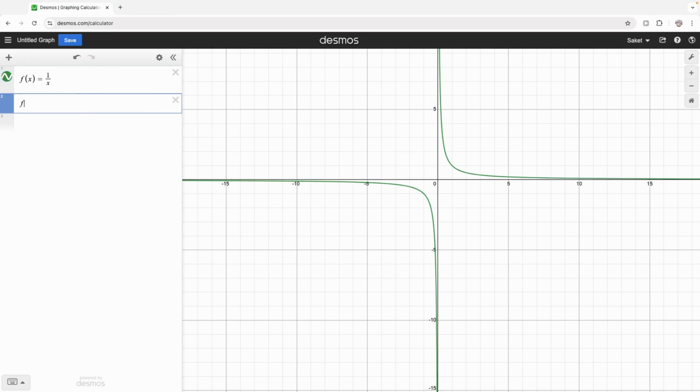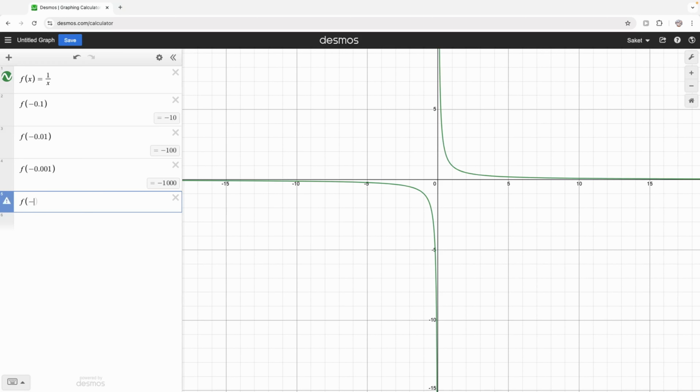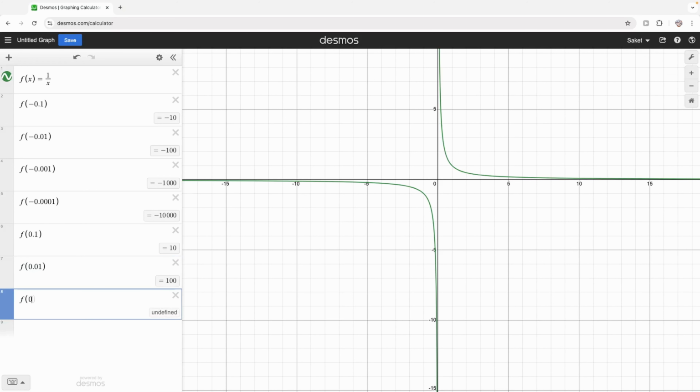And now let's solve for the f of x values going back to Desmos. So f of negative 0.1, as we can see, is negative 10. And then let's just keep going. F of negative 0.01, f of negative 0.001, and f of negative 0.0001. And now let's do the same thing for the right side. So f of 0.1, we can see is 10, f of 0.01 is 100, f of 0.001 is 1,000, and f of 0.0001 we see is 10,000.